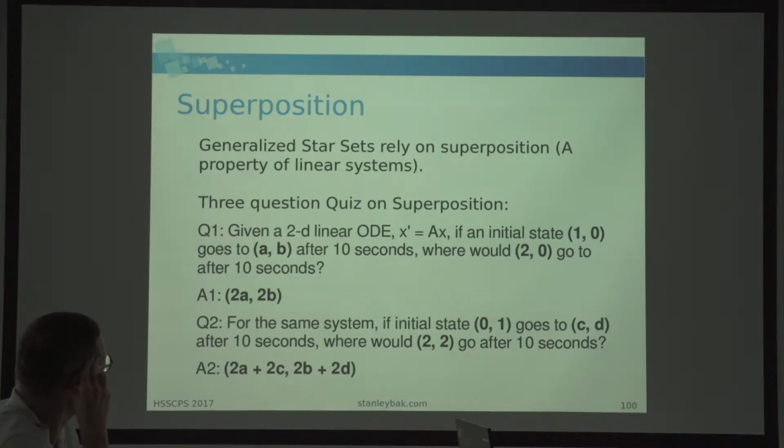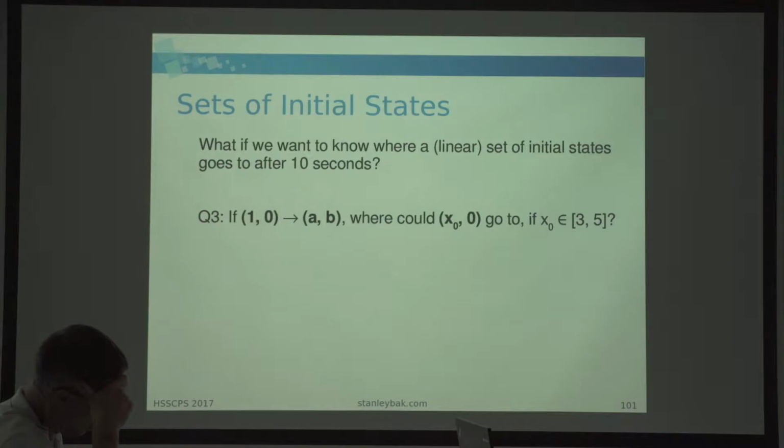So this is sort of a line segment in 2 dimensions. And that's great for individual points. What if we were doing set-based reasoning? What if we're worried about sets of states?